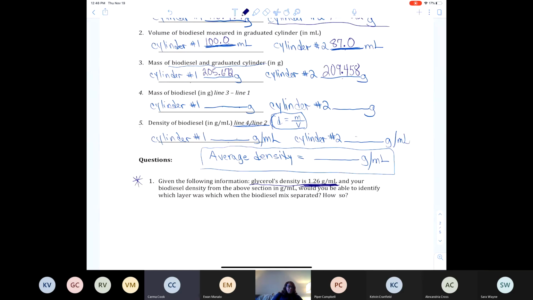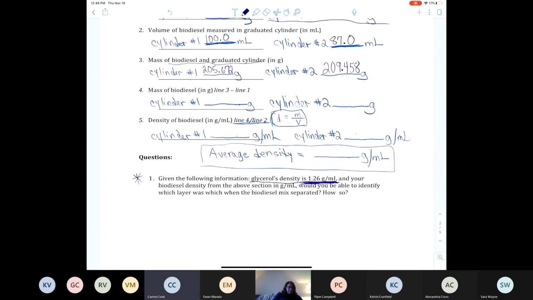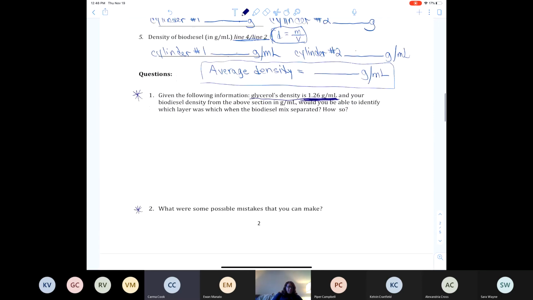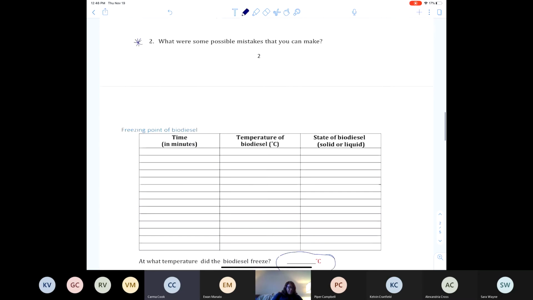So I think you guys have a good handle on the density part, calculating the density and then comparing it to the known density of glycerol. Our density answer makes sense, us getting a 0.8 to 0.9 gram per milliliter density. And so the next one was your freezing point determination. What did you determine the freezing point to be for the biodiesel?